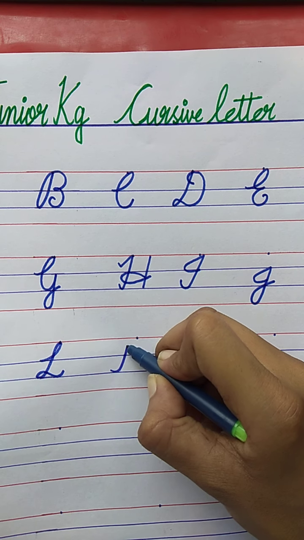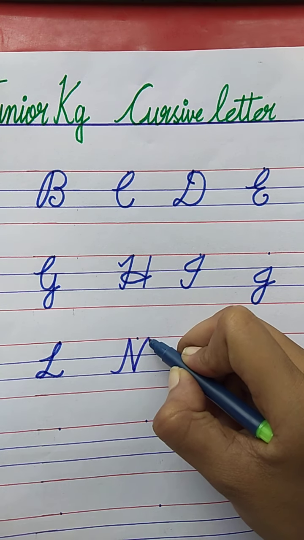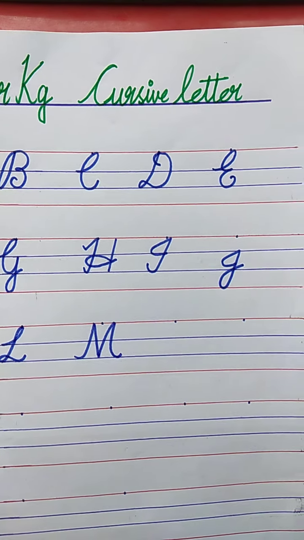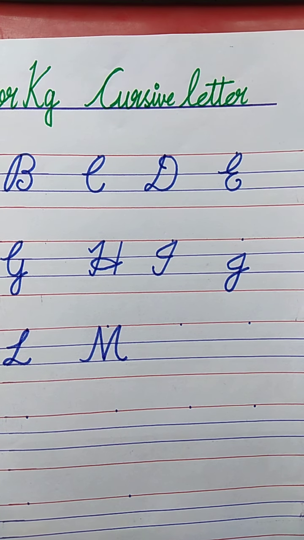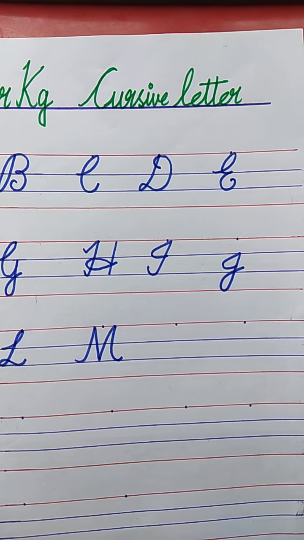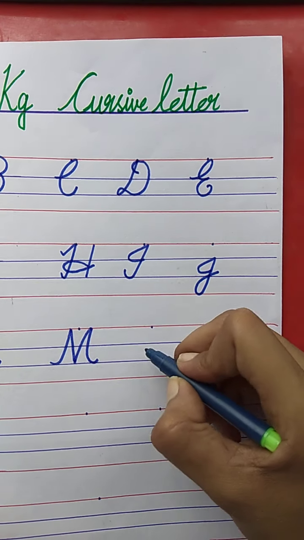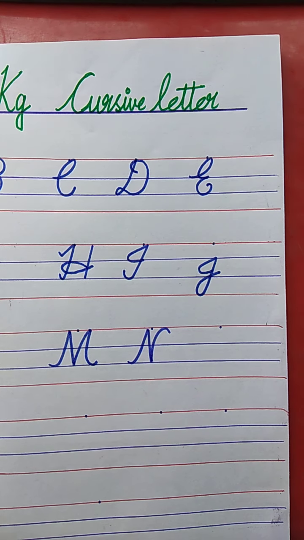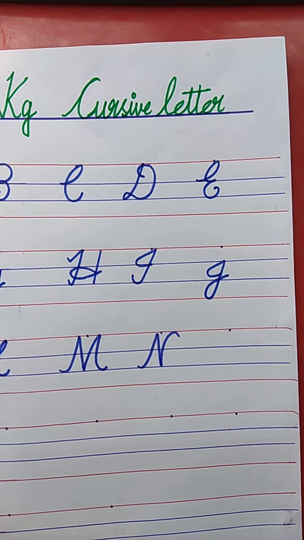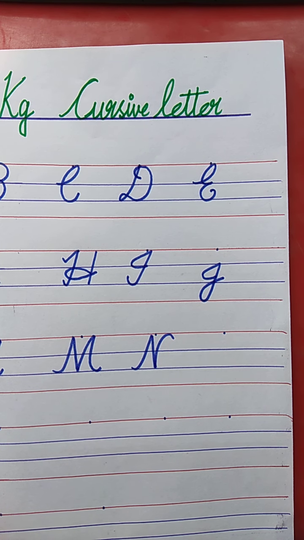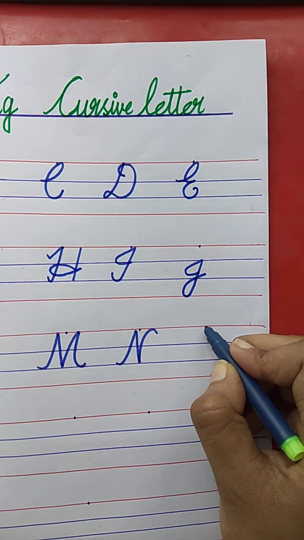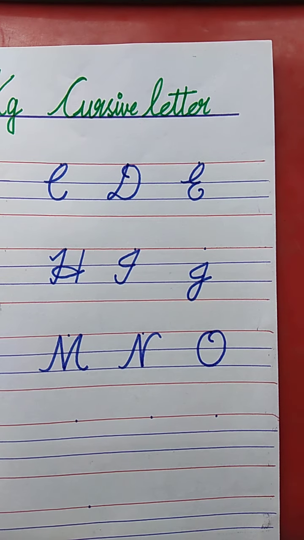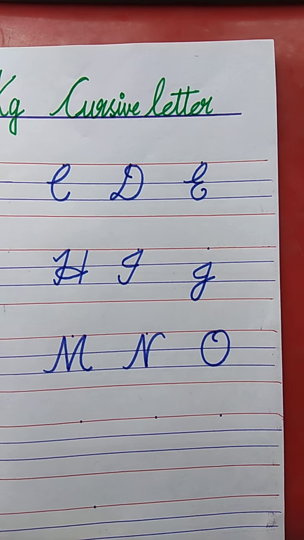Now tell me the next letter. M. See here, slanting line, slanting line, slanting line, one more slanting line. M for monkey. The spelling of monkey is M-O-N-K-E-Y. Monkey. Now the next letter is N. Slanting line, slanting line, slanting line. N for nest. The spelling of nest, N-E-S-T. Nest. Now N for nest के बाद क्या आता है children? O. O for owl. The spelling of owl is O-W-L.